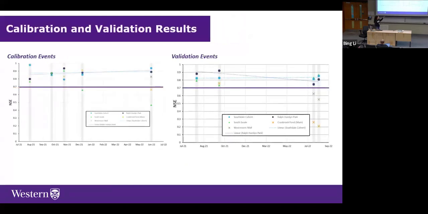Here are my results. These data points represent all the different locations and events that I have. And as you can see, the majority of them did fall above an NSC value of 0.7. And there were a few that did not. Those were areas that we had trouble calibrating. One of them was an area where we expected there to be backflow in the storm sewer, and that was kind of difficult to calibrate.